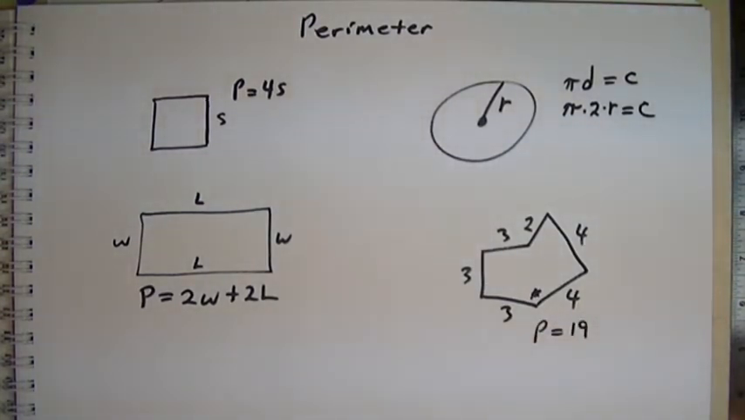The big takeaway here is that perimeter is a lineal distance around an object, whereas area is a square measure that tells you how big the entire flat surface is. So make sure you keep perimeter and area separate in your mind.